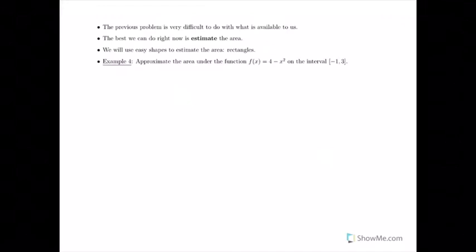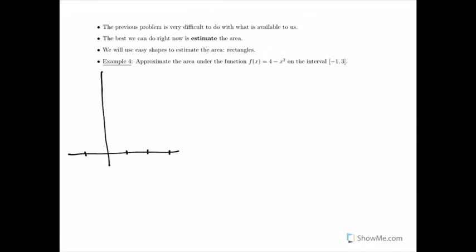So we're going to do this with a different function here. We're going to look at the function 4 minus x squared on the interval -1 to 3. And again, it might help to draw this function to see what we're trying to do. So we have -1 all the way to 3. We're looking at 4 minus x squared.